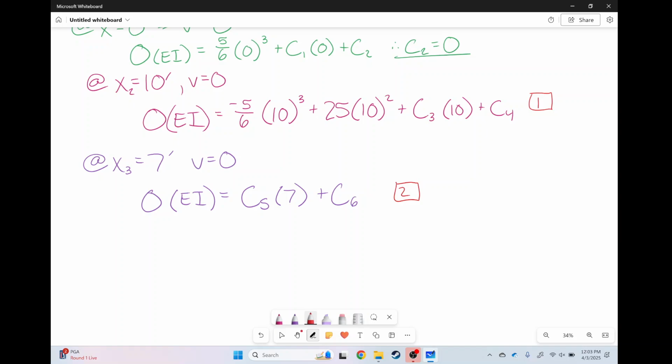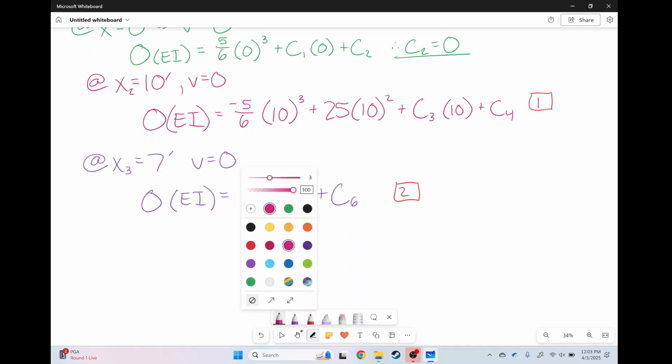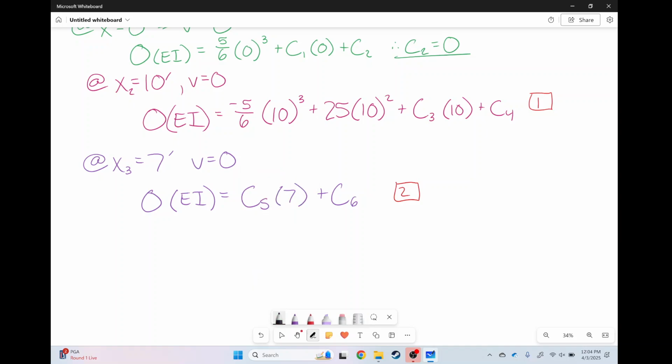So you can see we had 3 boundary conditions. We solved for 1 constant so far and nothing else. Out of 6 constants, we only actually have 1 of them. So now we need our continuity conditions.